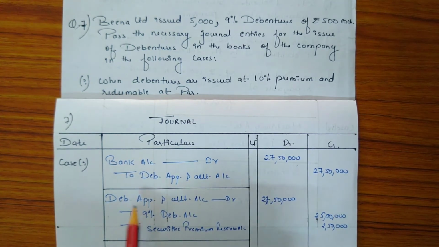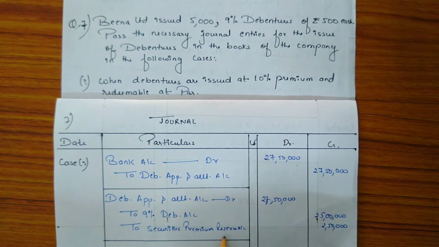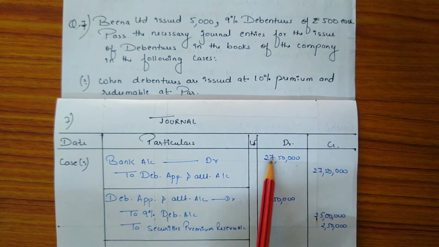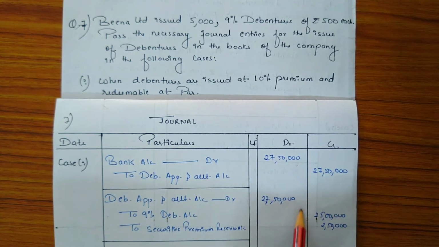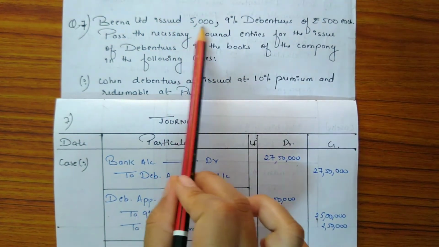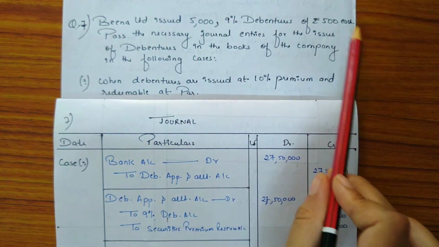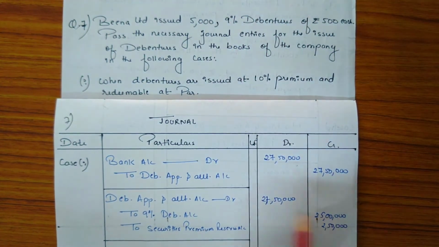So the entry is debentures application and allotment account debit to 9% debentures account, to securities premium reserve account. Debentures application and allotment account is debited with the amount of application money received, which was 27,50,000. 9% debentures account will be credited with the amount 25 lakh, as the number of debentures issued is 5,000 and the issued amount is 500.